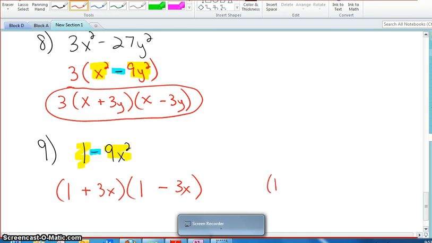Does it matter the order? Could I write 1 minus 3x times 1 plus 3x? Absolutely. Multiplication is commutative. Good luck in your factoring adventures.